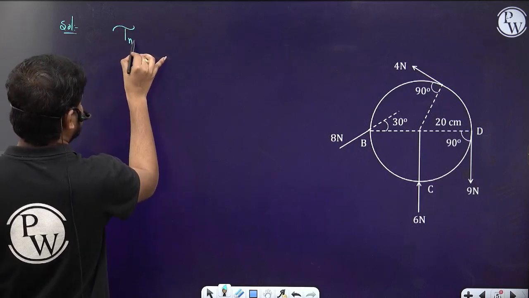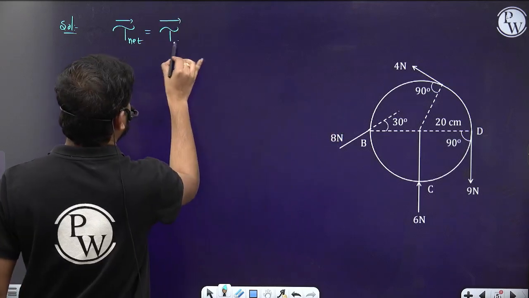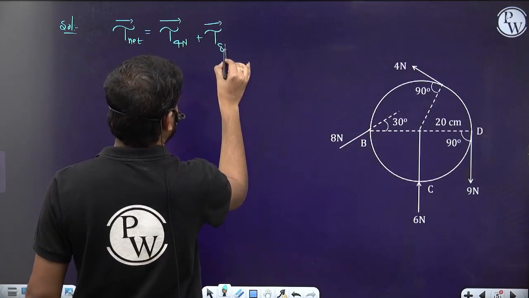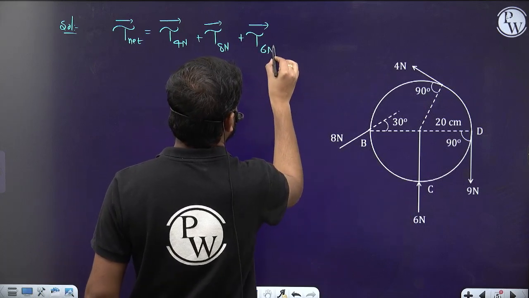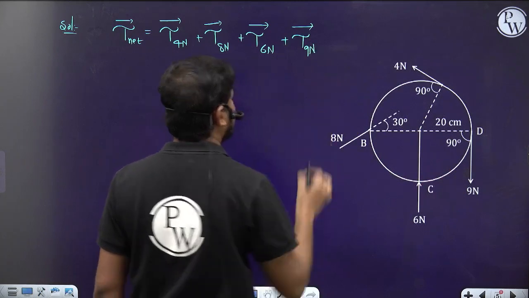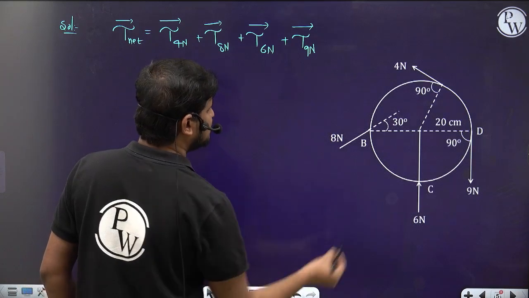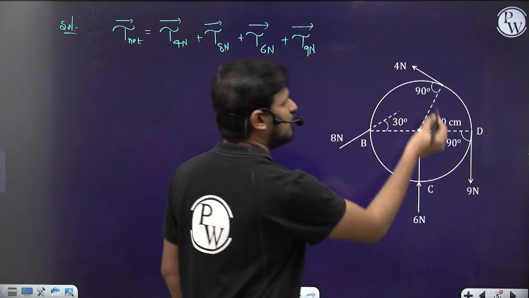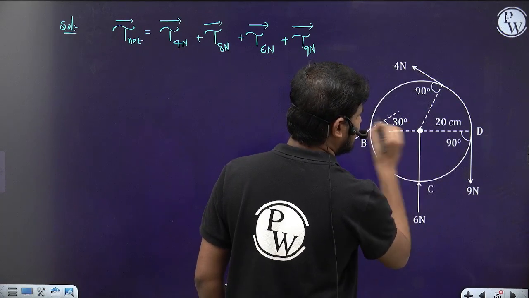So the net torque will be due to the torque due to 4 newtons force plus the torque due to 8 newtons force plus the torque due to 6 newtons force plus the torque due to 9 newtons force, right? So we need the torque about the center of mass due to all these forces. So the net torque at the center.